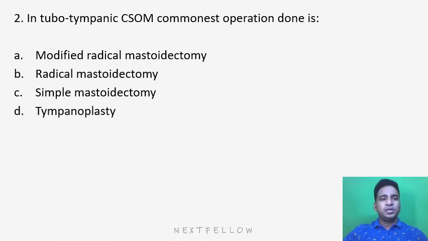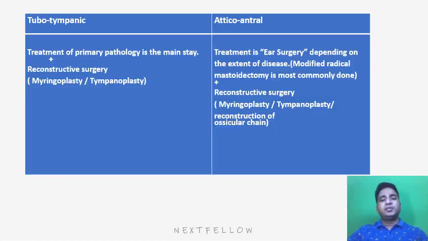Now question number two is, in tubotympanic CSOM, the commonest operation done is, we have already discussed, look at the options. I believe option D, that is tympanoplasty, is the correct answer, because it is the safe type of CSOM in which we prefer tympanoplasty. Simple mastoidectomy, radical mastoidectomy, and modified radical mastoidectomy are all needed in the unsafe type of CSOM, not very common in the tubotympanic type of CSOM.